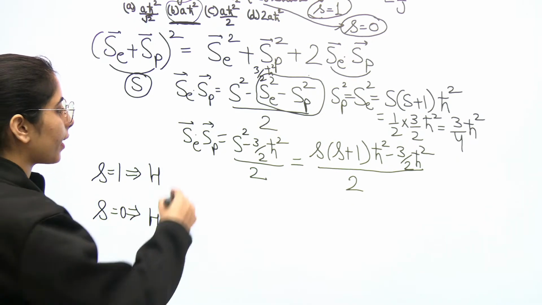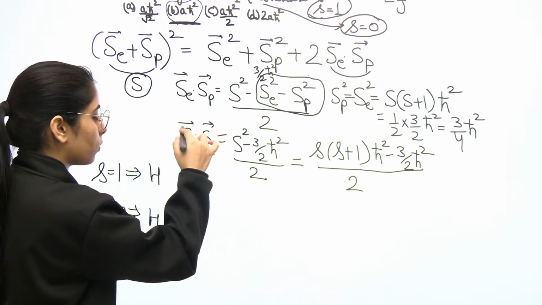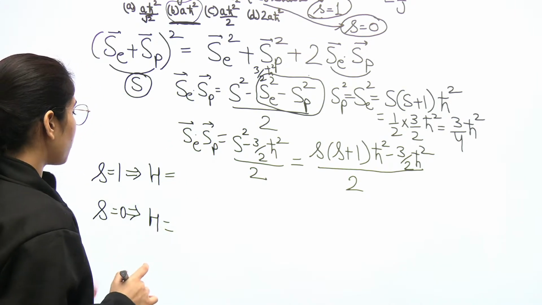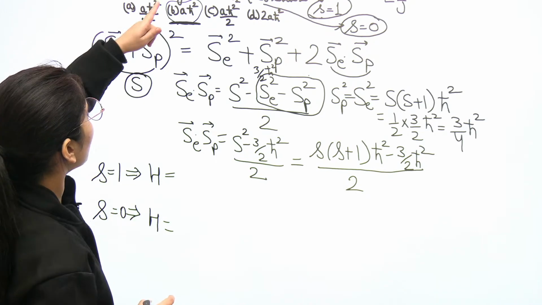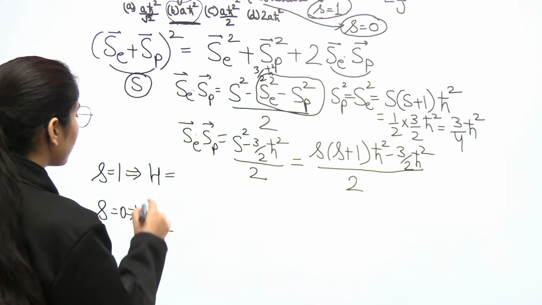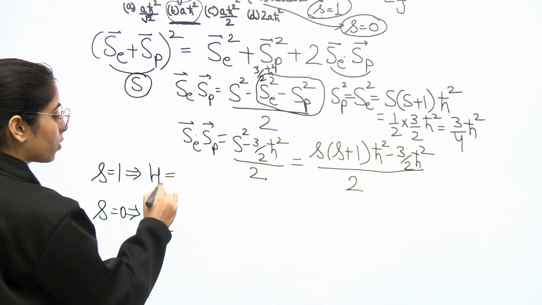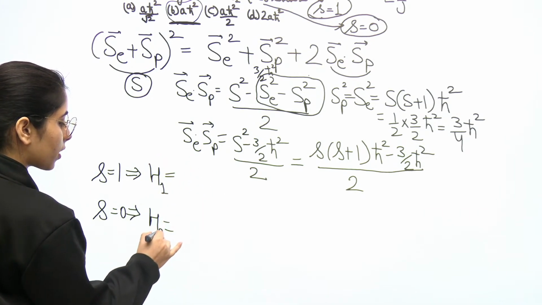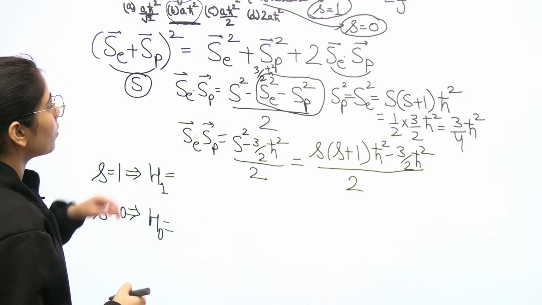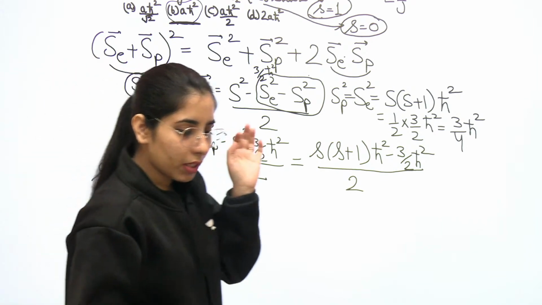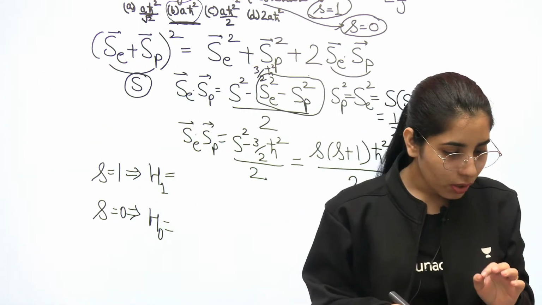H is basically a into se dot sp. You will get two values from here. Now what you need to do is take their difference, because they have asked about the splitting. So whatever value of h you get from here and from here, let's call it h1 and h0, and take their difference. You will get the difference equal to a h cut square. This is what you need to do. That's it. You will reach the answer after that.